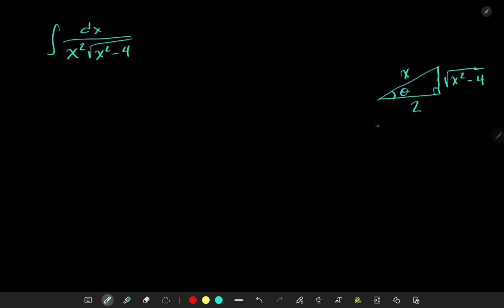So let's go ahead on our substitution. So x over 2 is going to be our secant. Again, 2 over x is the cosine because it will be adjacent over hypotenuse. So the reciprocal of 2 over x is x over 2, and the reciprocal of cosine is secant. All right, so that gives us x equals 2 secant.